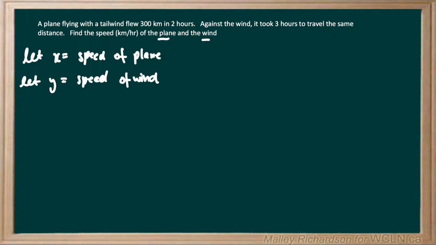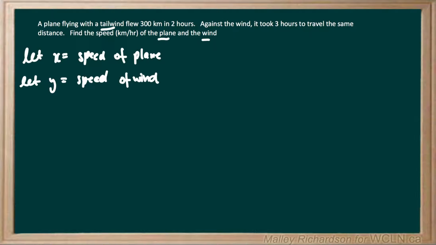Now that we have both variables, x and y, we can start by creating our equations. But first, let's remind ourselves what tailwind means. Tailwind means that the wind and the speed of the plane are both going in the same direction. So that means the tailwind is going to help the plane move faster.